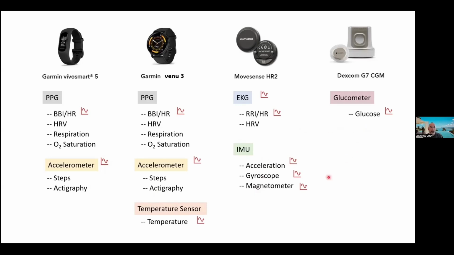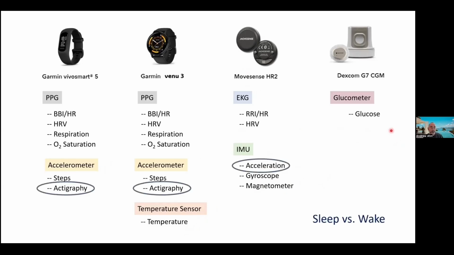It's all labeled here for you, including the raw data for the IMU from the Movesense devices as well. The temperature is an interesting one, which is available in the Venu 3 and some of the higher-end Garmins. Unlike any of the other devices, the temperature is an actual value. It's not a deviation from a 5-day or 10-day average. So this could be potentially useful for some of your research cases.